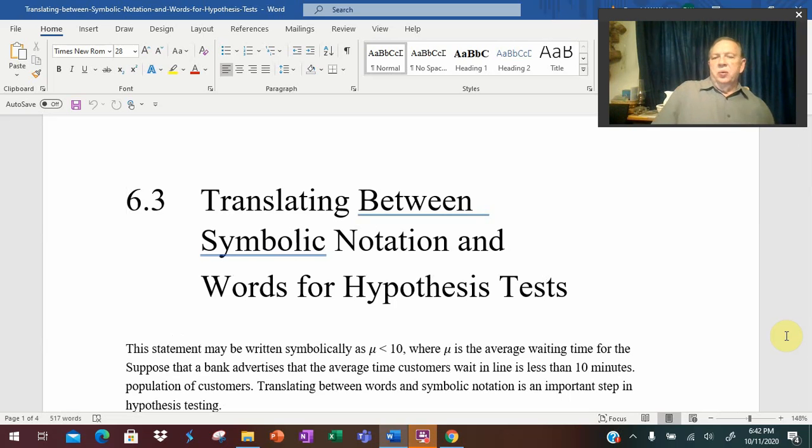So this time we're gonna talk about translating between symbolic notation and words for hypothesis tests. Don't worry about this 6.3, it's not really corresponding to our book. But this is a new topic, away from what we've been doing, confidence intervals. Our next major topic in MAT052 is hypothesis testing.